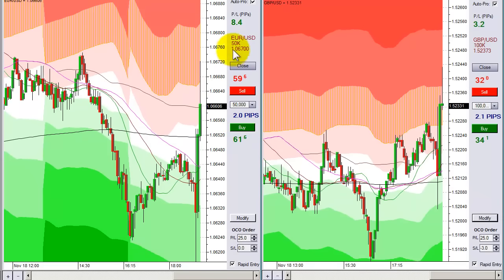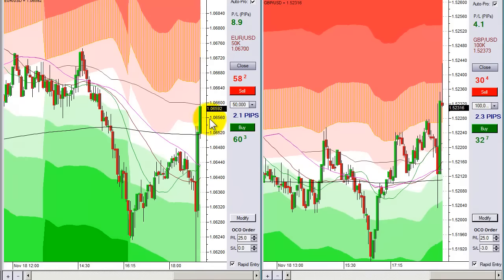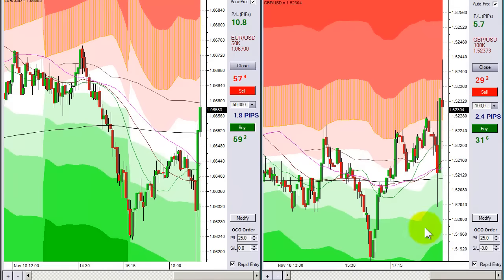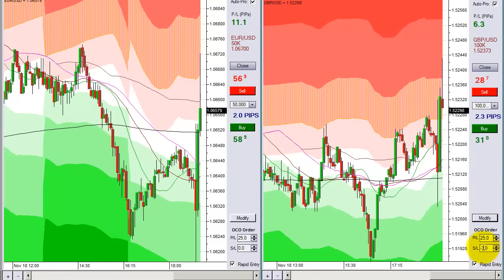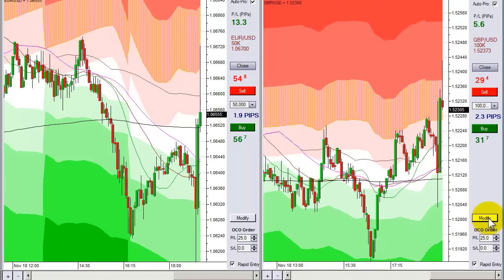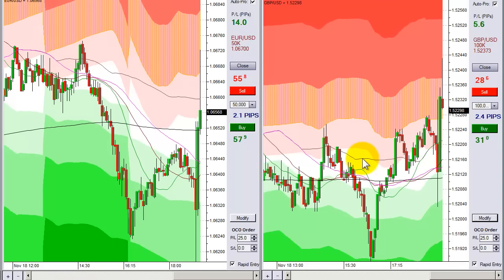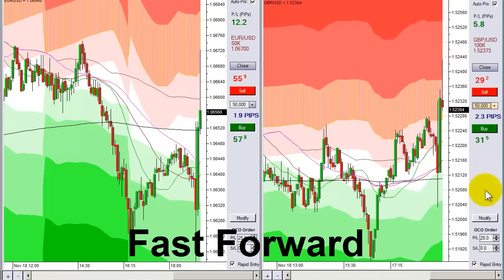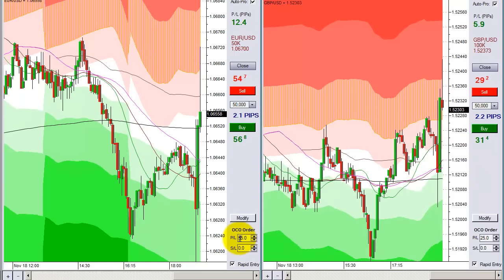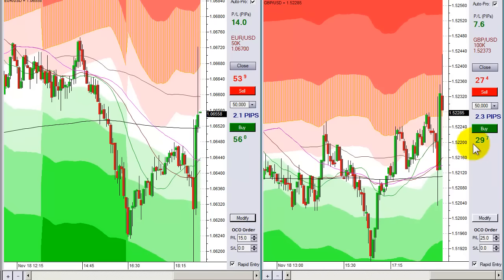So I'm going to take half here on euro dollar. We're going to let the rest run down here to at least the 44. Pound dollar, I'll go to break even, so I've got no risk in the trade. I'm going to leave my full position on pound dollar here. And what I'm really looking for, I'm going to change this to 15, so that'll limit that out automatically.